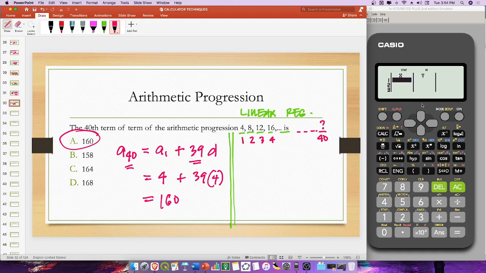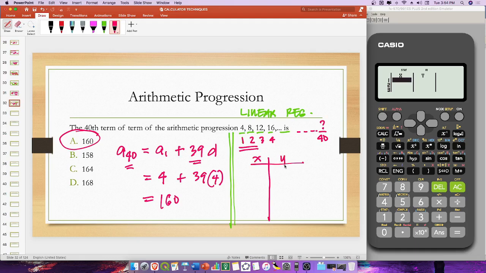So we will be using your calculator. The best thing to do here, since this is a linear regression, is that we only need two values. That's the minimum number. X here is your value, your term, and Y here is the value of that term.